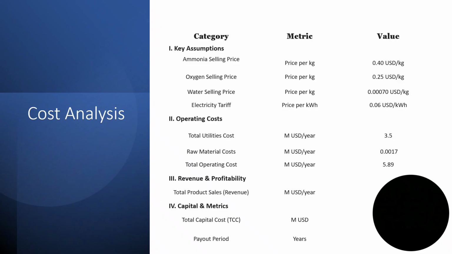Let's go through the cost analysis, where we focused on these categories over here. Let's start with key assumptions: the ammonia selling price, oxygen selling price, water selling price, and electricity tariff. We also focused on the operating cost, where we found the total utilities cost, raw material cost, and total operating cost. We also looked at revenue, where we found the total product sales. We also focused on the capital and metrics, where we found the total capital cost, and most importantly here is the payback period.